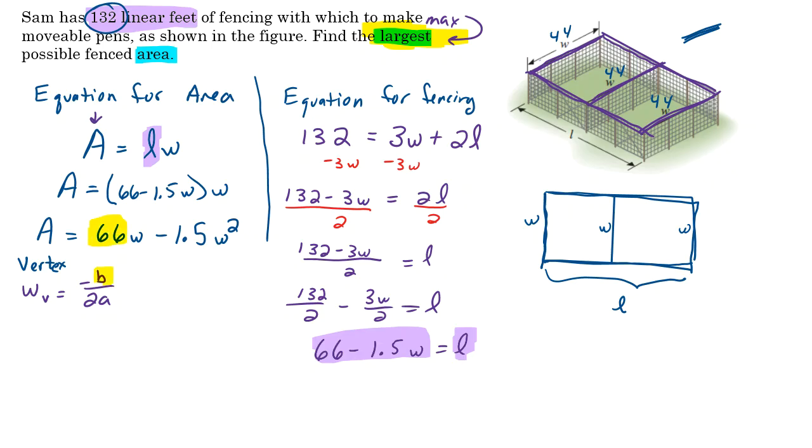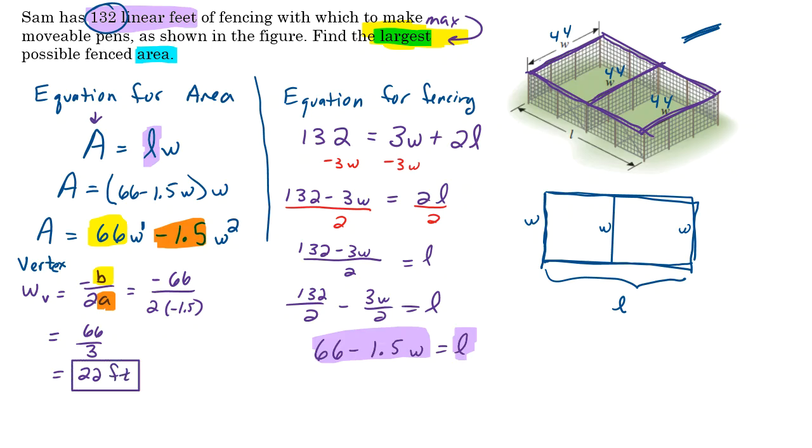My B value is 66. Don't get tricked here. The B value is not always the second number. It's the coefficient on the term that's to the first power. So in this case, because I don't have it written in descending order, my B value is showing up first. My A value is negative 1.5. So I have the opposite of 66 over 2 times negative 1.5. That's going to end up being a positive value. Let's see, 66 divided by 2 times 1.5, which is 3, is 22, which is what we expected from our graph.